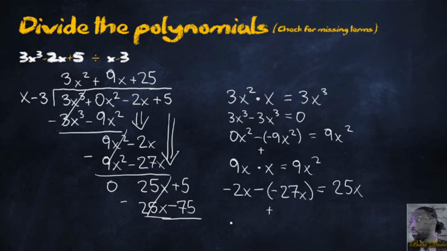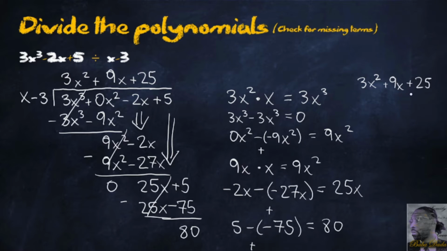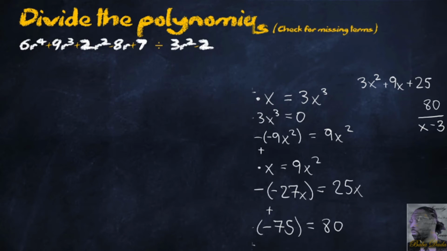Then we're going to subtract 5 from 5 minus negative 75. That's going to turn to a positive, so that would be 80. So we have 80. So our whole answer is 3x squared plus 9x plus 25. And then the remainder is 80 over x minus 3. Let's do another one.